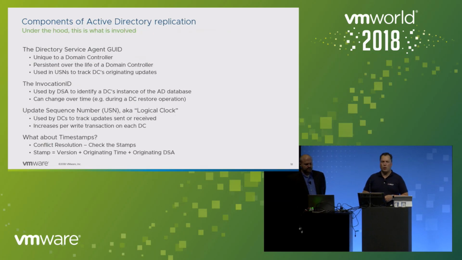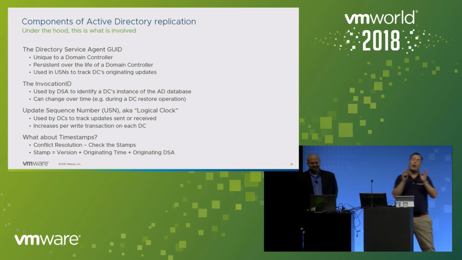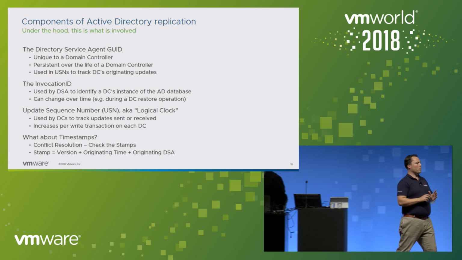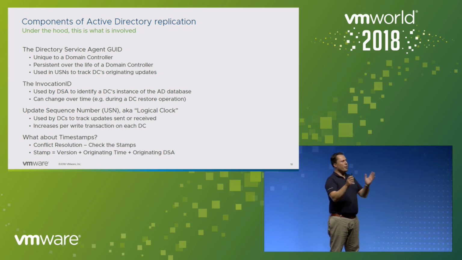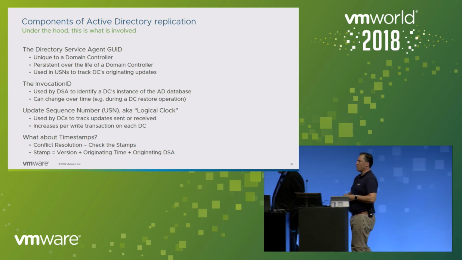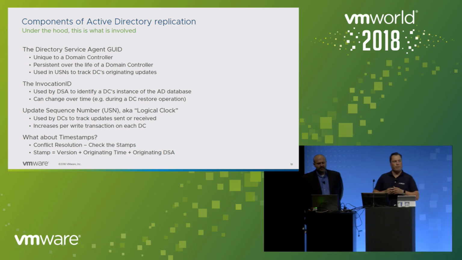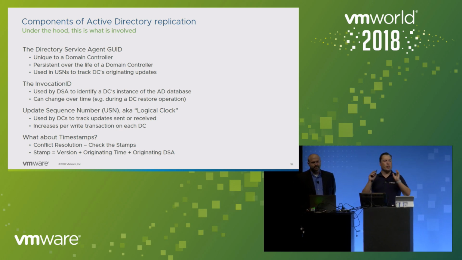If we look at the components of Active Directory replication, and I know this is hard, guys, and I'll try not to let you fall asleep, but there are a couple of things that I feel you need to know. This is really, really down into Active Directory. The first thing you have to know is that every domain controller has a Directory Services Agent GUID, and that never changes.